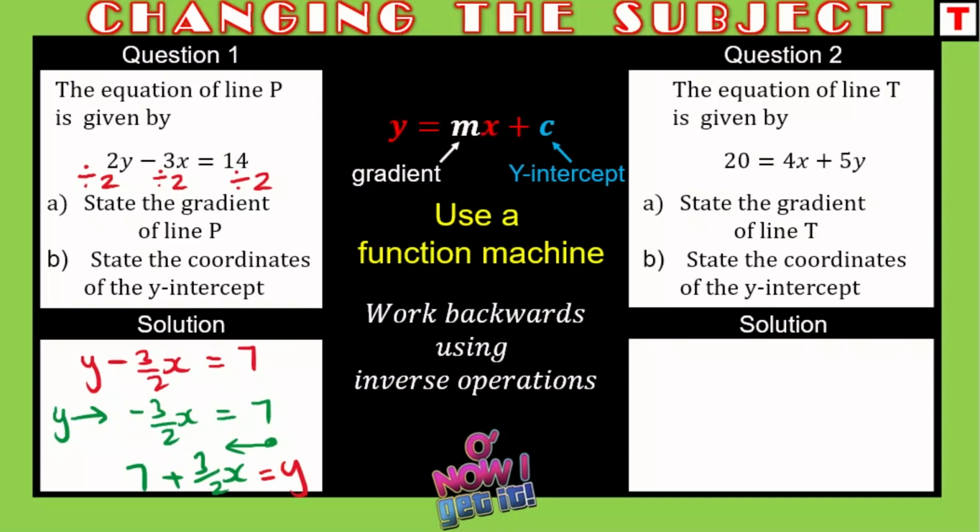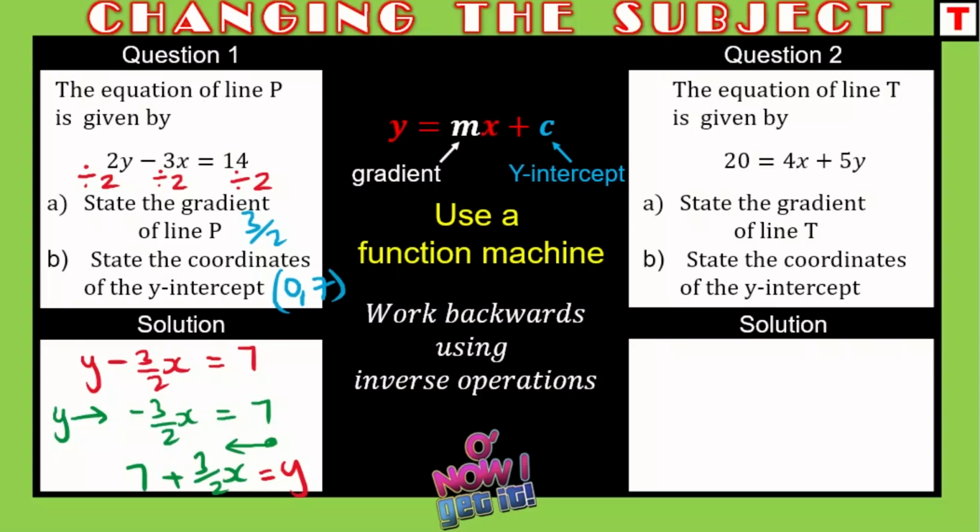So when we have a look and see what the gradient actually is, the gradient is the number that is multiplying the x, okay? So we can see that it's going to be 3 over 2. So this is now going to be 3 over 2 for the gradient. And the coordinates of the y-intercept will always begin with 0 and then the number that is hanging out there, which would have been the 7. So this would have been 0 and 7 would have been the coordinates for the y-intercept.